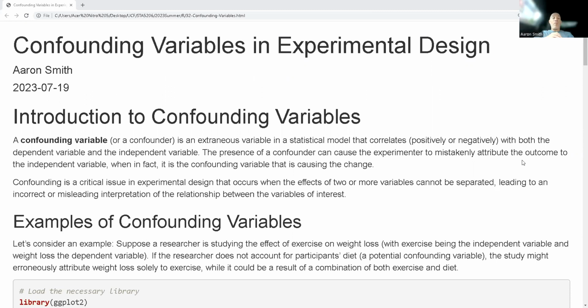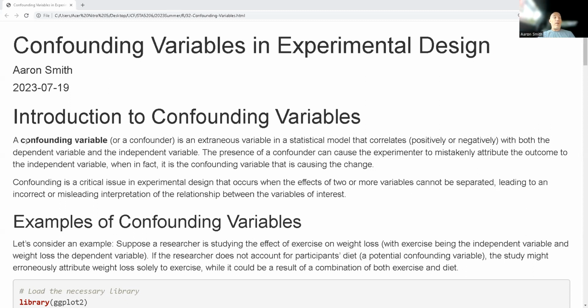So what we want to do in this video is talk about what confounding variables are and what we can do to protect ourselves from them. We're not going to do very many actual statistical computations because this is more of an awareness aspect. We're also going to pull in some material from previous videos.